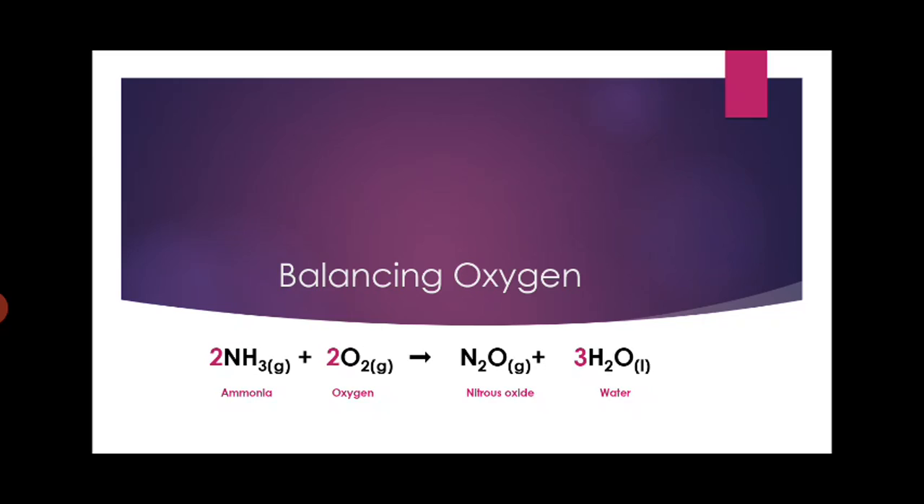You can see 2 nitrogen balanced. 2 into 3, 6 hydrogen, 3 into 2, 6 hydrogen, hydrogen is balanced. 2 into 2, 4 oxygen, and 3 plus 1, 4 oxygen on the product side. Now each and every atom on the reactant and product side is balanced in this chemical equation.